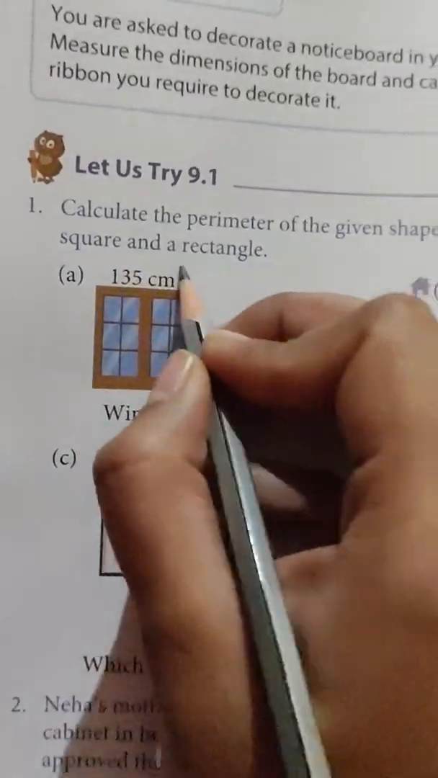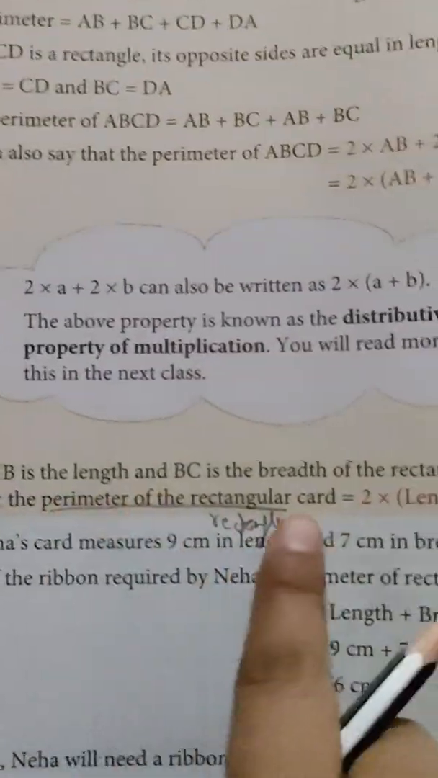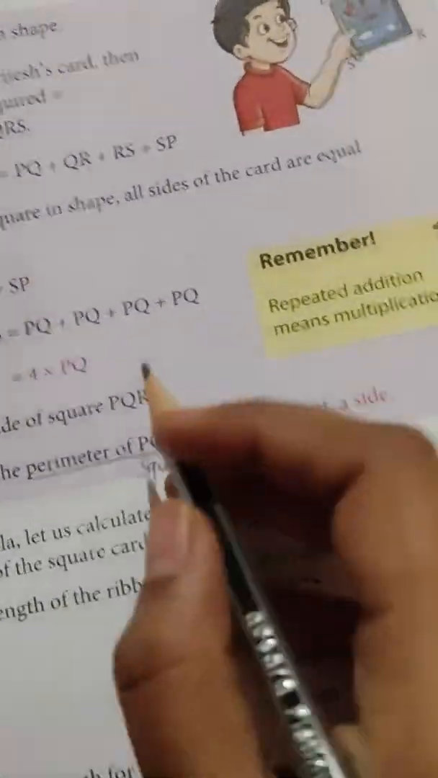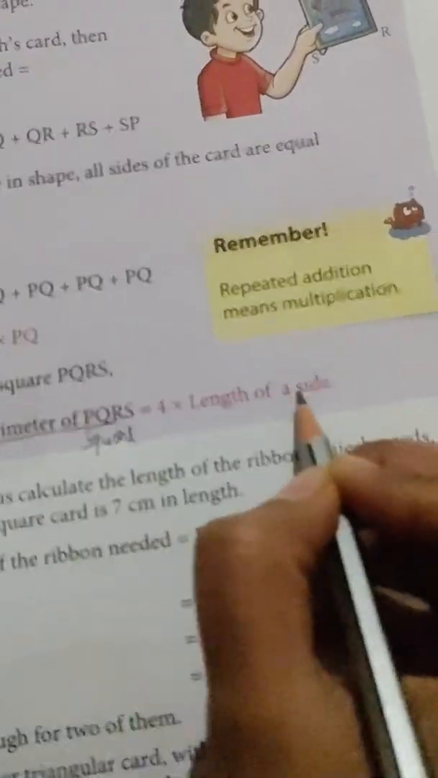for a square and a rectangle. If you remember what we have done here, what is the perimeter of a rectangle? 2 multiply length plus breadth. You have to learn this. Okay. What is the perimeter of a square here? Perimeter of a square is 4 multiply length of a side.